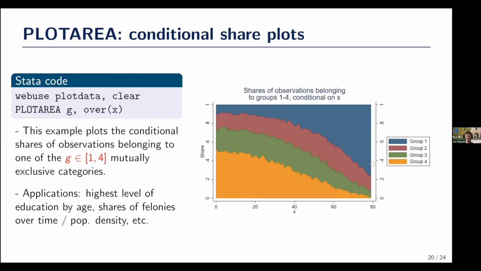Once again, multiple applications. You can, for example, express how many people have different education levels, conditional on their age, or conditional on time. I've also included a criminology example. You could, for example, do a share of types of felonies over time or over population density, kind of comparing what kind of crime is taking place in cities and what kind of crime is taking place in rural areas. So that's what plot area does.